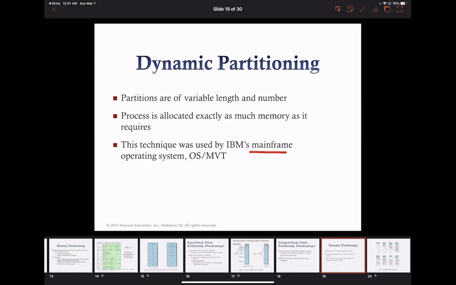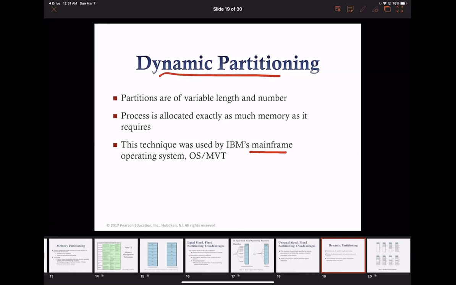With dynamic partitioning, the partitions are of variable length and number. When a process is brought into the main memory, it is allocated exactly as much memory as it requires and no more. That means we don't have internal fragmentation, because internal fragmentation was related to fixed partitioning, where the memory is already partitioned, whether it's equal size or unequal size.